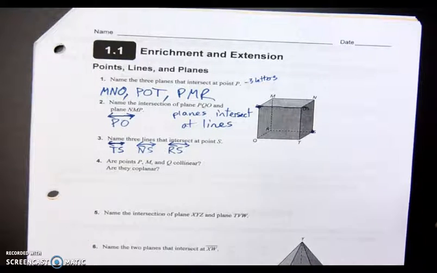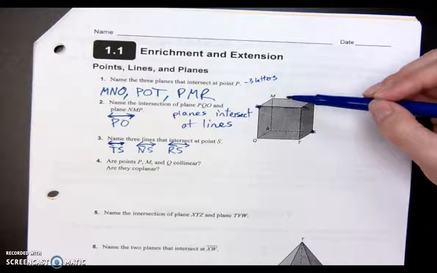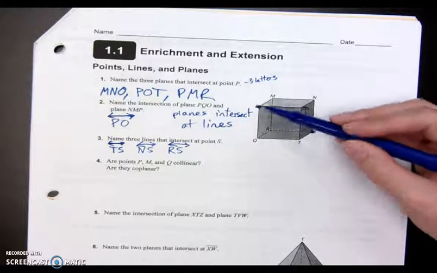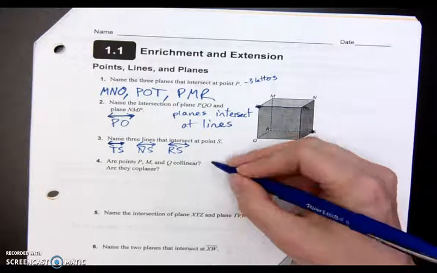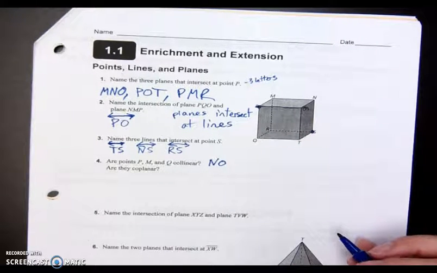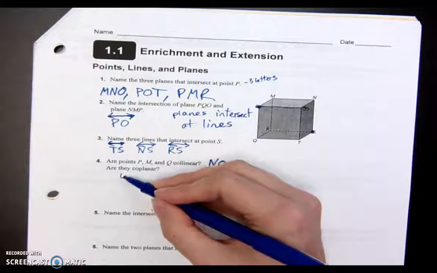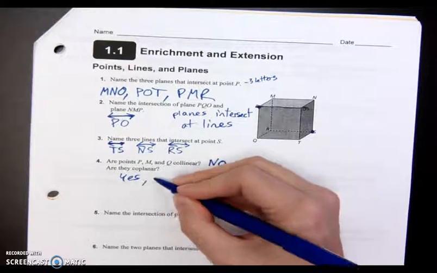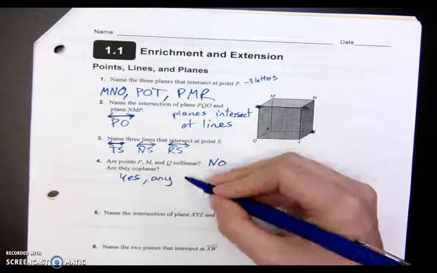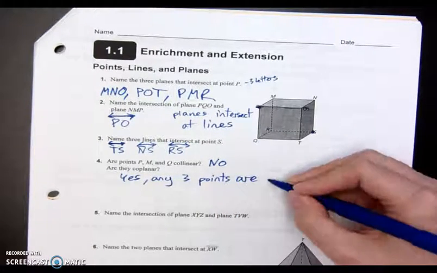Okay, number 4, are P, M, and Q collinear? No, right? So P, M, Q, they're not on the same line. So that'd be no. Are they coplanar? Yes, they're coplanar because they're all on that side. And remember, any 3 points are coplanar. So whether it's drawn that way or not, any 3 points are coplanar.